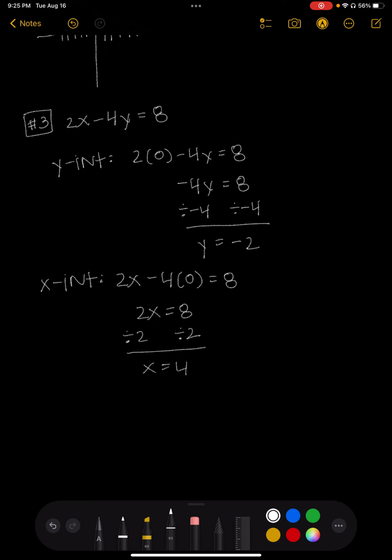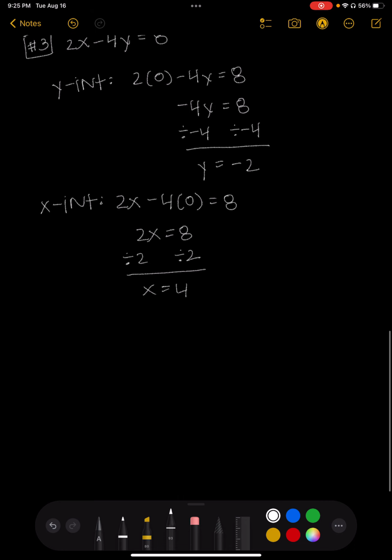So that's my x-intercept. Now, just based on those two things, what I can do is actually graph this. So I'm going to draw a graph. Now, I just told you the y-intercept is negative 2. So on my y-axis, I'm going to go down 2 from the origin and plot a point. And then I also know my x-intercept is 4. So I'm going to go 4 to the right of my origin and plot a point. And watch this. We can just connect these two dots. And this is my line.